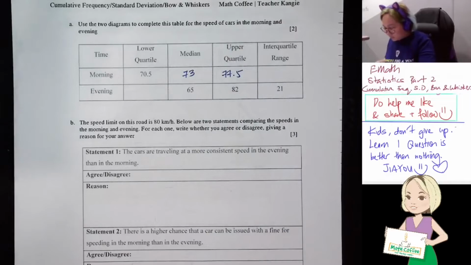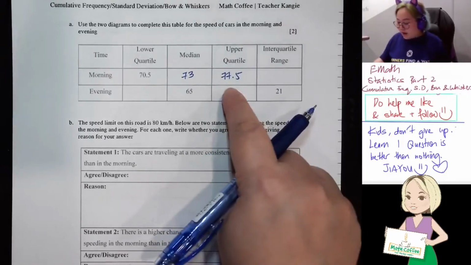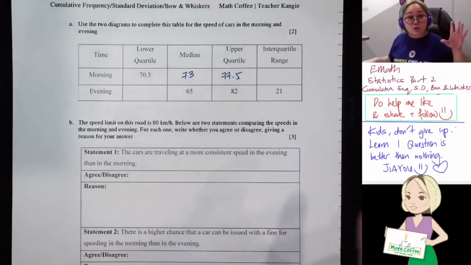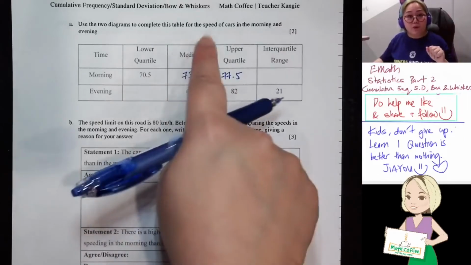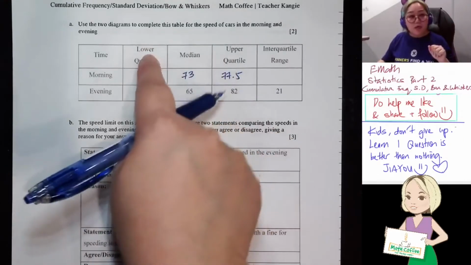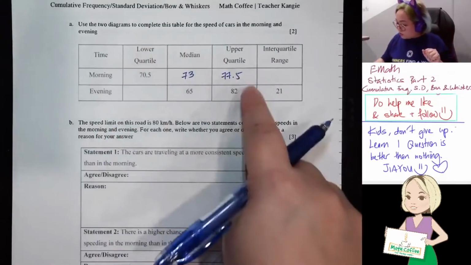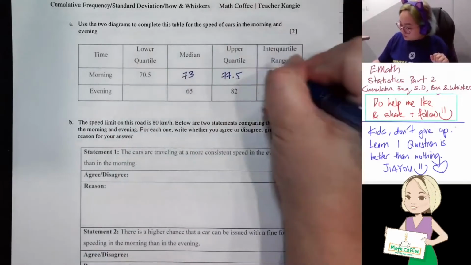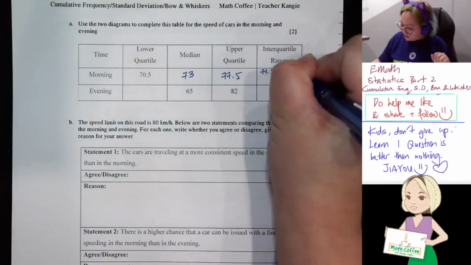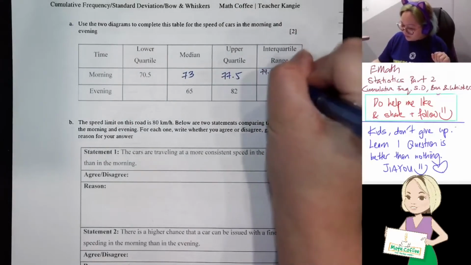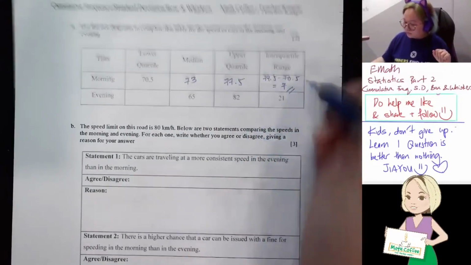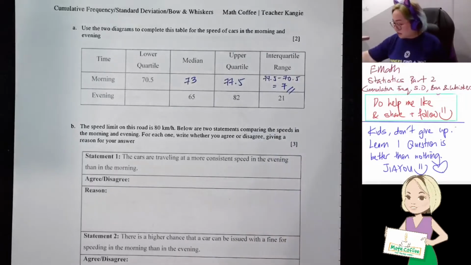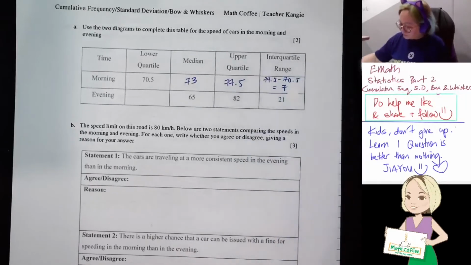Okay. So 77.5. So interquartile range, by now you should know Q3 minus Q1. Upper quartile minus the lower quartile. So you will take 77.5 minus 70.5. So 77.5 minus 70.5 gives you 7. This is actually not the answer. I don't have to put this thing.